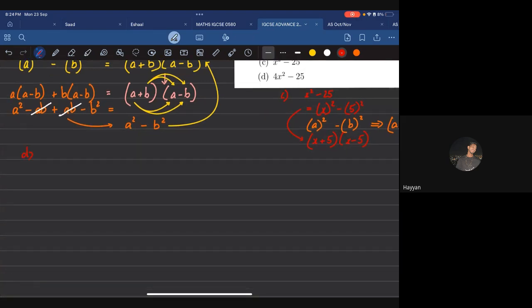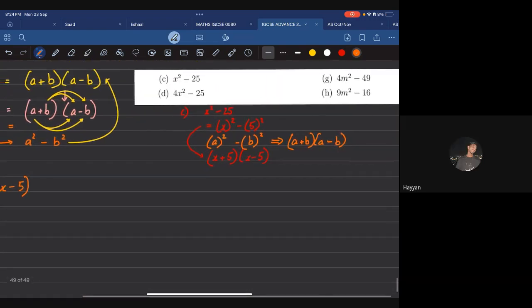Who's going to tell me the answer for D? Raise your hand. Okay, let's ask Basit. Yes, Basit. 2x minus 5, 2x plus 5. Do we agree with Basit? Everyone? Yes, sir. Hayan, did you get the same answer? Yes. Right.